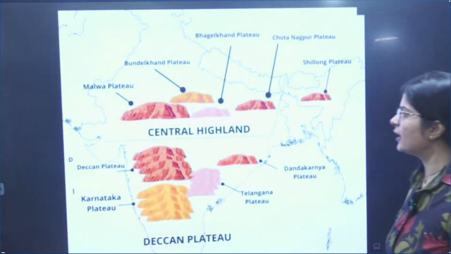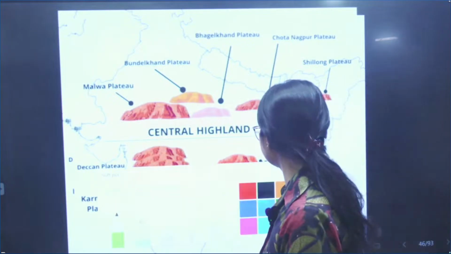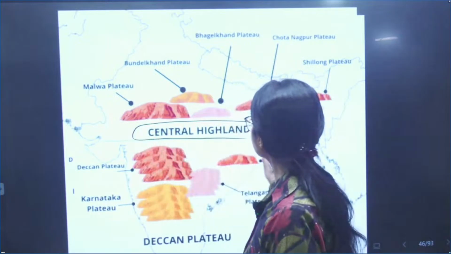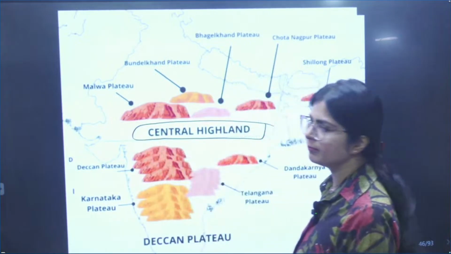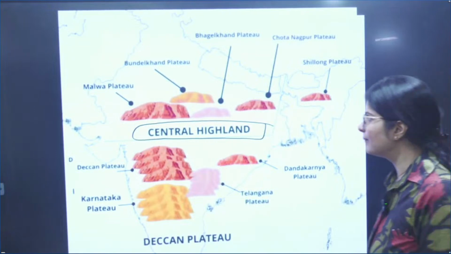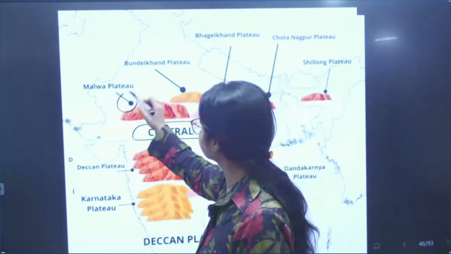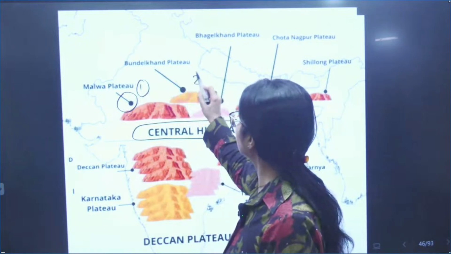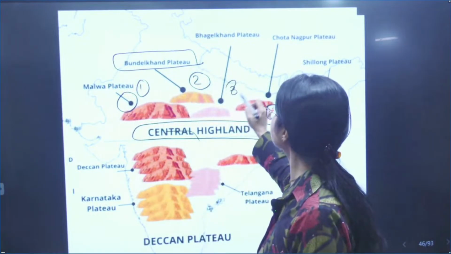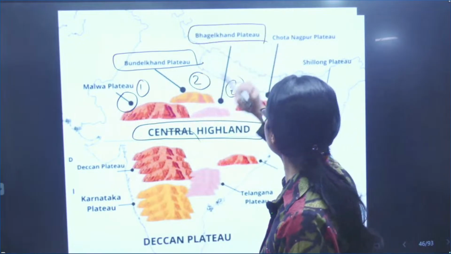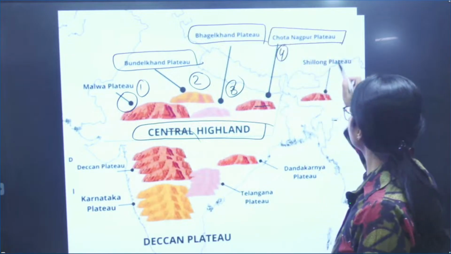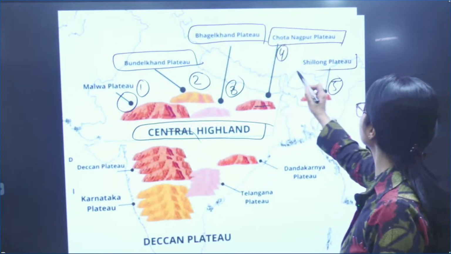See, this is how your Central Highland has been divided. Can you see? What you could see in one form, I have now divided into multiple forms. What is that? The one is your Malwa Plateau, the first one. The second one is your Bundelkhand Plateau. The third is your Baghelkhand Plateau. Fourth is your Chota Nagpur Plateau. And fifth is your Shillong Plateau.